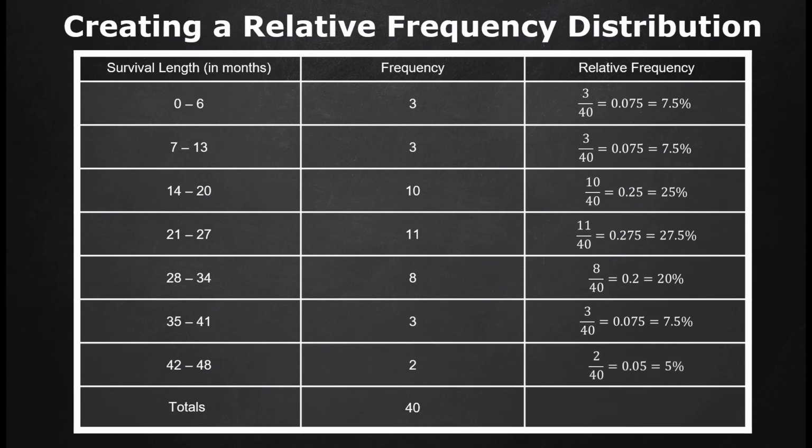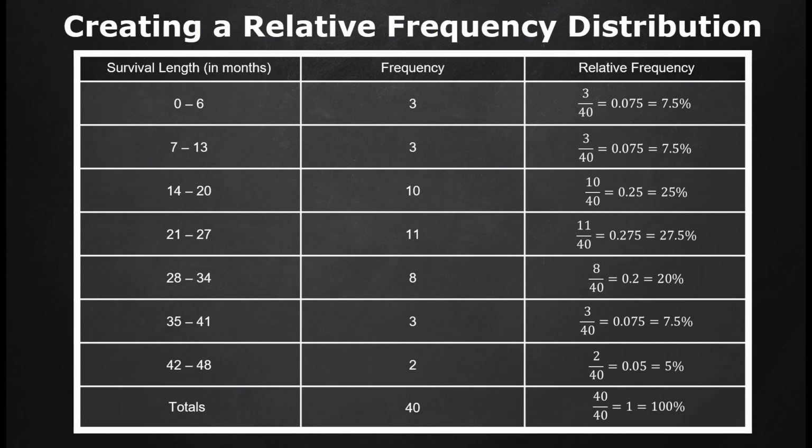Now, if we want to check our work here, we can also add up all the relative frequencies, and we should get something close to 1, or exactly 1. So we add up all the relative frequencies, we get 40 divided by 40, which is equal to 1, which is also equal to 100%.